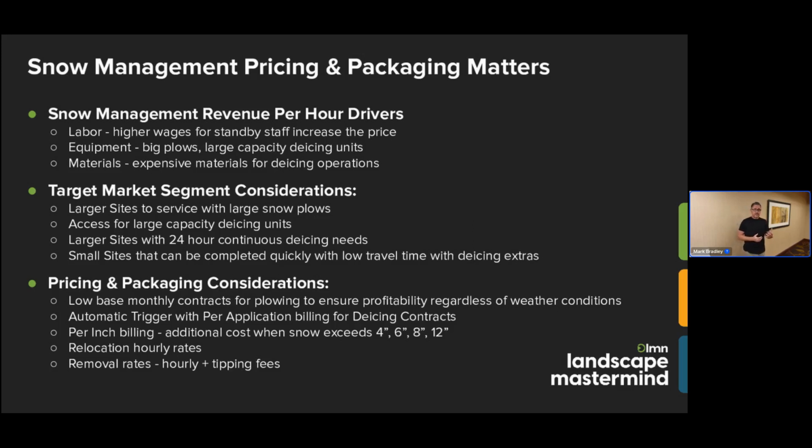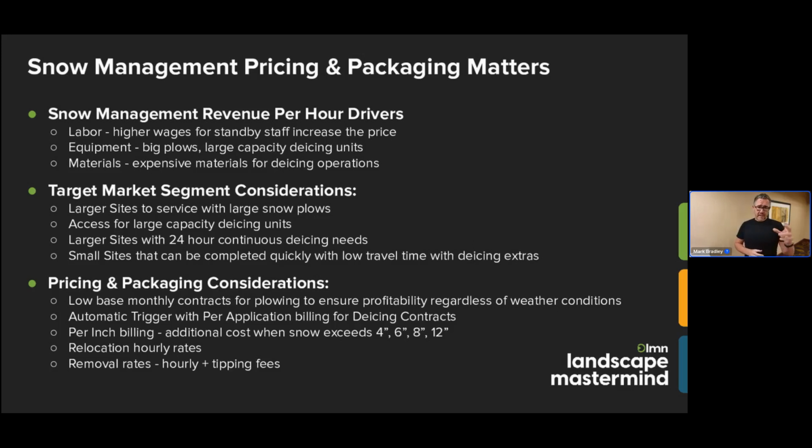Per inch billing, this could be an additional cost when there's extra deep snowfall. So this allows you to unlock an opportunity to charge more in the case that there's heavy snow. Could be a ceiling for the season as well. You get up to a certain number of plows and then you pay extra per plow. Could be relocation rates. It could be snow removal rates, hourly for the equipment to load, and then tipping fees and trucking fees. Many different ways to change the pricing and packaging here.